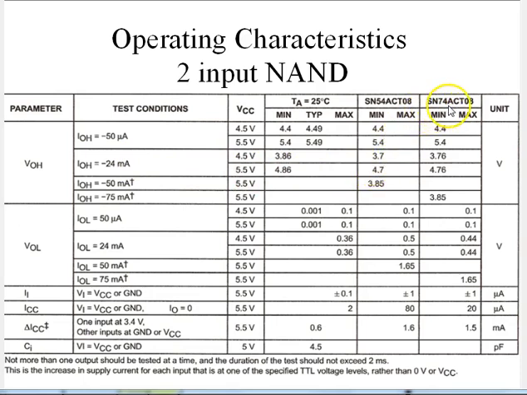If we look at the SN74, this is ACT, so this is our CMOS device. It requires that the output high is driven to a minimum of 4.4 volts when the VCC is 4.5 and 5.4 volts when the VCC is 5.5. Again, that's your minimum. Maximum doesn't need to be specified here, and then you can look for your output low, showing the 0.1. You can tell whether it's CMOS or TTL based on these levels here.